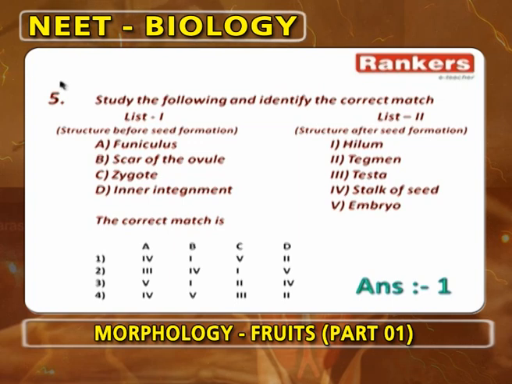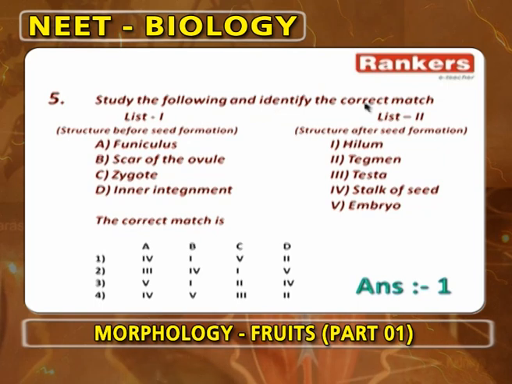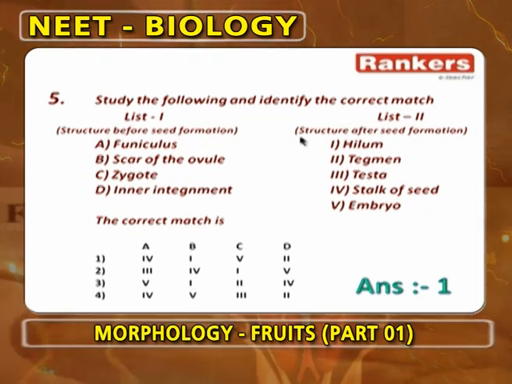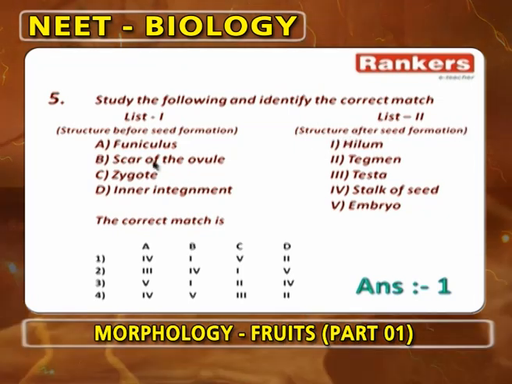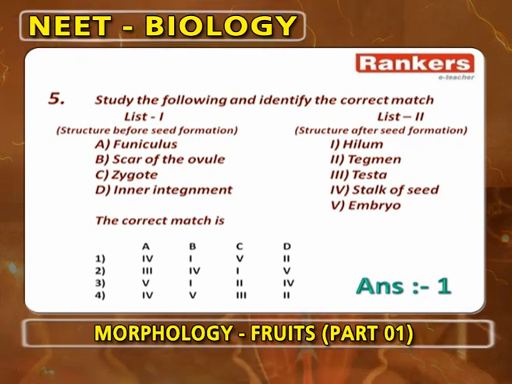Now, study the following and identify the correct match. Structure before seed formation, structure after seed formation. List 1 is structure before seed formation. List 2 is structure after seed formation. Funiculus, scar of the ovule, zygote, inner integument, hilum, tegmen, testa, stalk of the seed, embryo. Funiculus, stalk of the seed. So A is 4. Scar of the ovule, hilum.